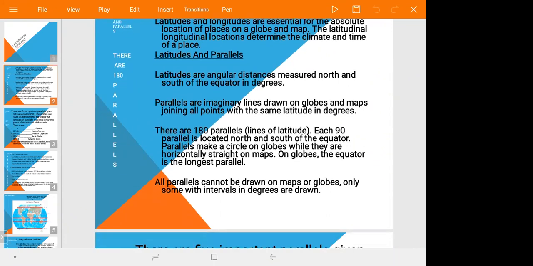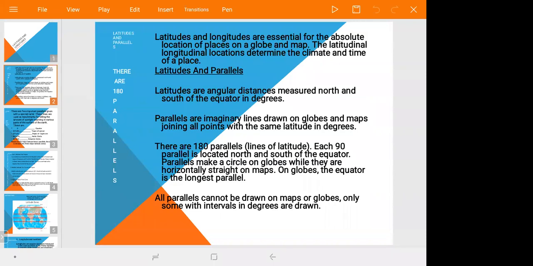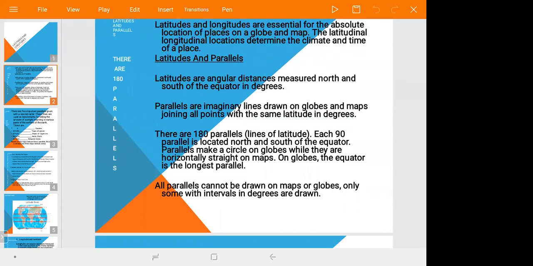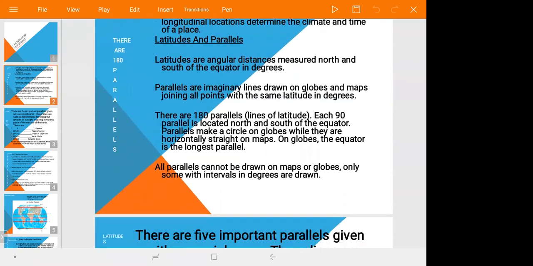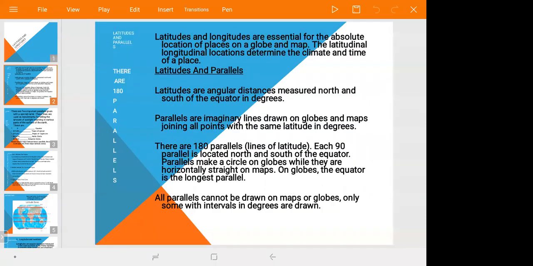But the purpose of these parallels or latitudes on globes and maps is all the same. And there are 180 parallels, that means lines of latitude, not latitudes, because latitude is an angular distance, not the line. Okay.